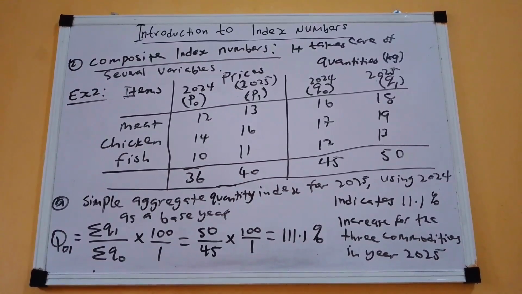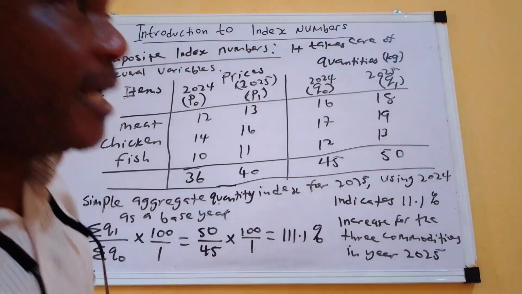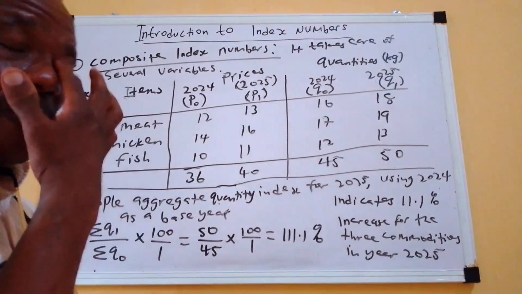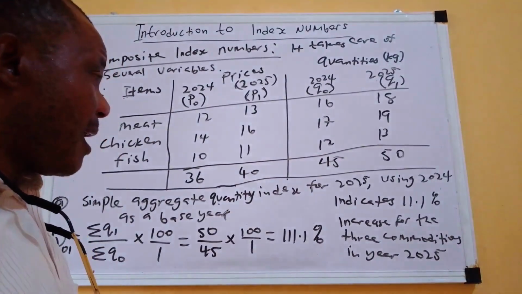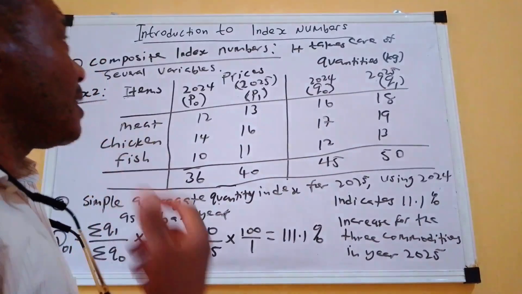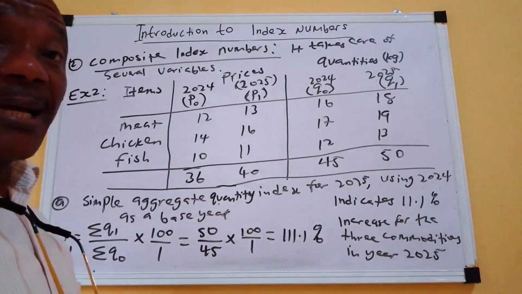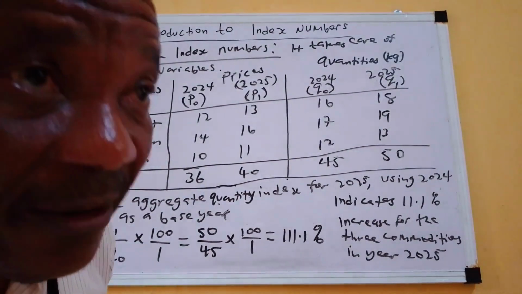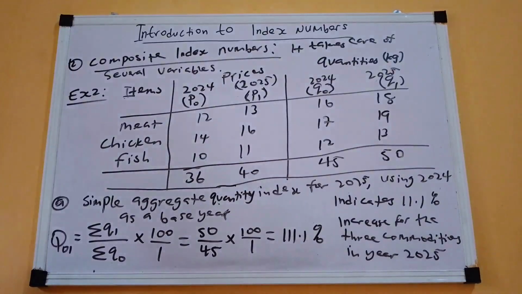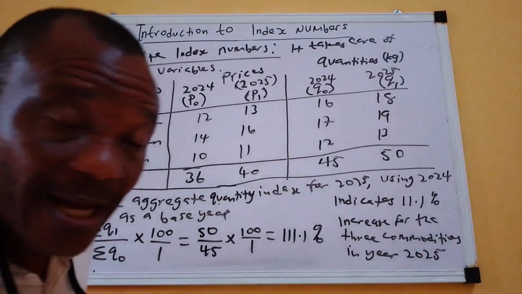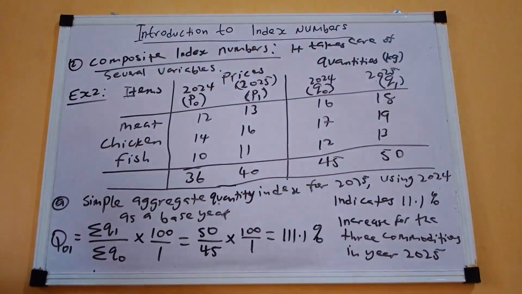So beloved, you have seen how index numbers are calculated. This is part 1, I call it the introductory part of index numbers. We have seen how to calculate simple index numbers and composite index numbers, both for prices and for quantities. I believe you waited patiently to the end of this class, and as you did, you must have learned one or two things. So we shall have another video to look at part 2 of index numbers. I will be coming up with different calculations.